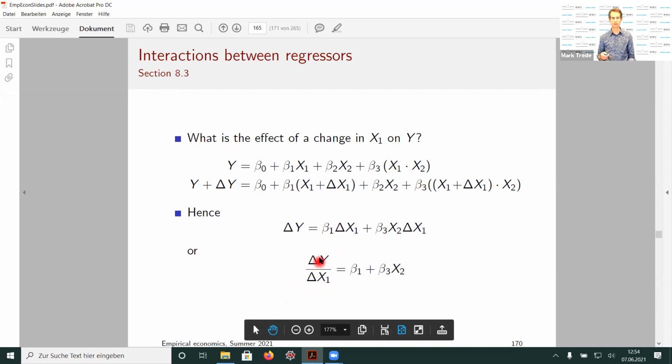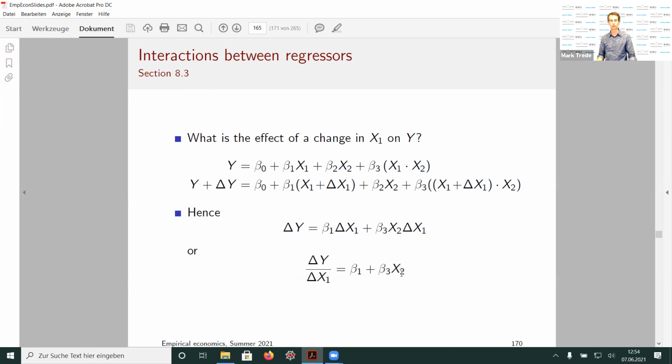in x1 on the endogenous variable y. And we can see here that this marginal effect is not constant, but depends on the value of the second regressor. Okay? So whether or not x1 has a large or small effect on y can depend on x2. If beta 3 is not 0, which means there is an interaction term, then the marginal effect on one of the regressors depends on the other regressor.